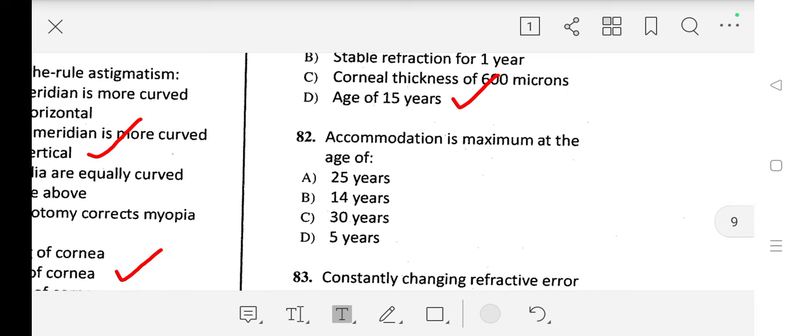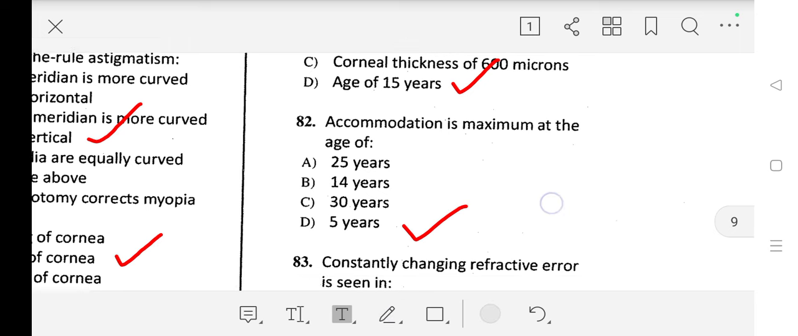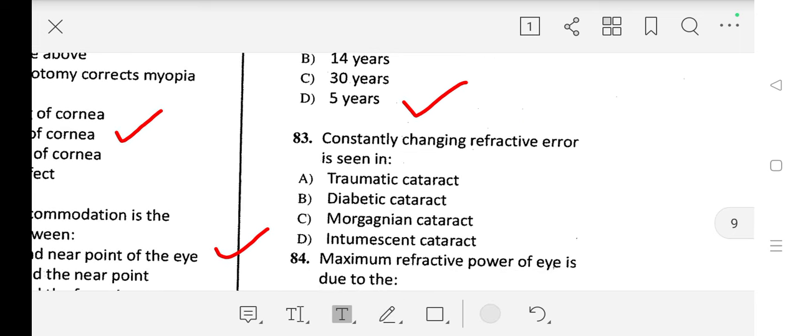Next question is, accommodation is maximum at the age of 25 years, 14 years, 30 years, or 5 years. Its right answer is D part, 5 years. Next question is, constantly changing refractive error is seen in traumatic cataract, diabetic cataract, Morgagnian cataract, or intumescent cataract. Its right answer is B part, diabetic cataract.